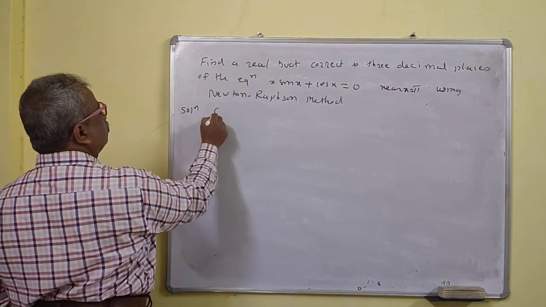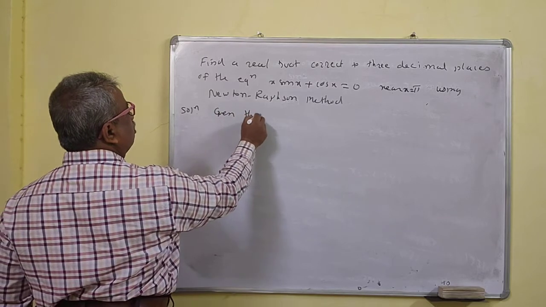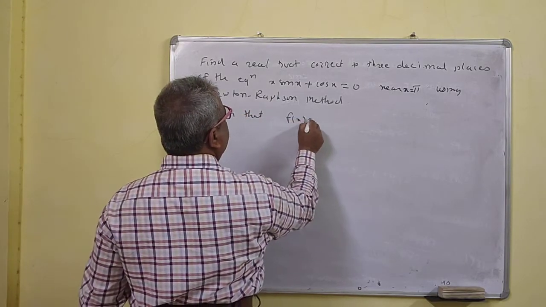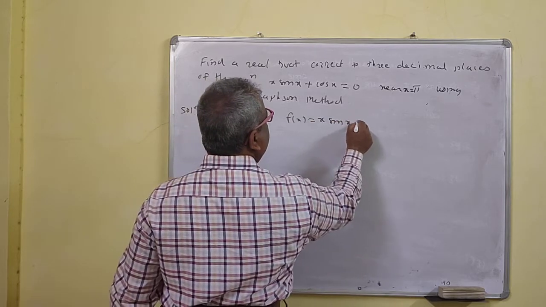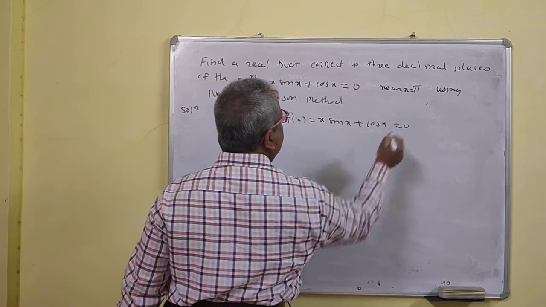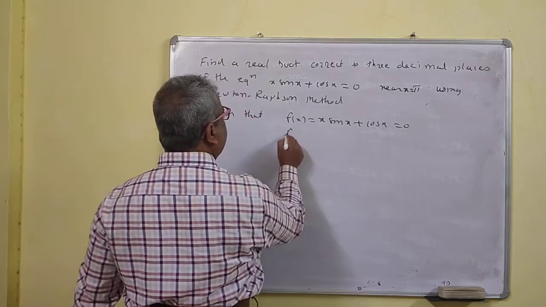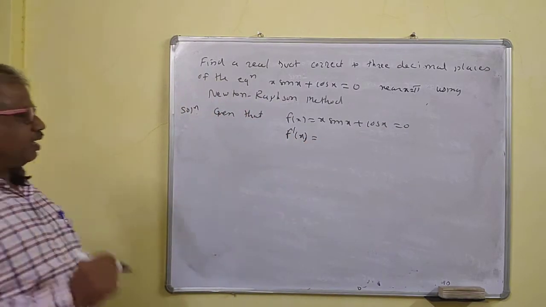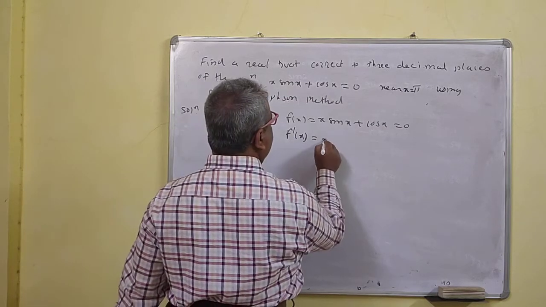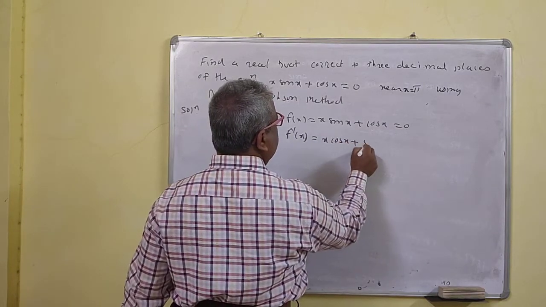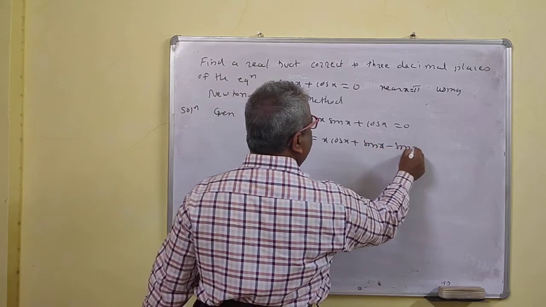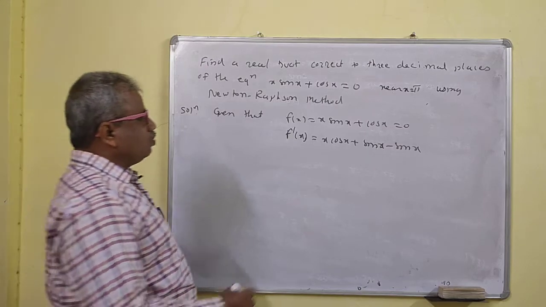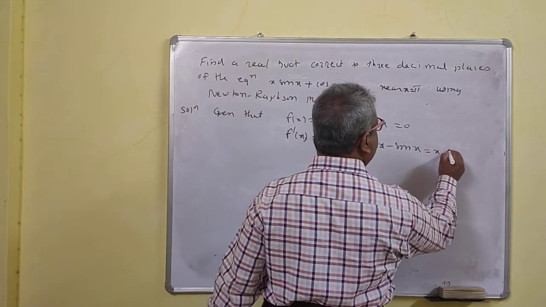Okay, solution. Given that f of x is equal to x sin x plus cos x is equal to 0. So we are applying the Newton-Raphson method. That means you need the derivative. So just we find the derivative now. So here you have to apply the product rule. x cos x plus sin x minus sin x. Okay. So derivative of cos x is minus sin x. So this will be equal to x cos x.